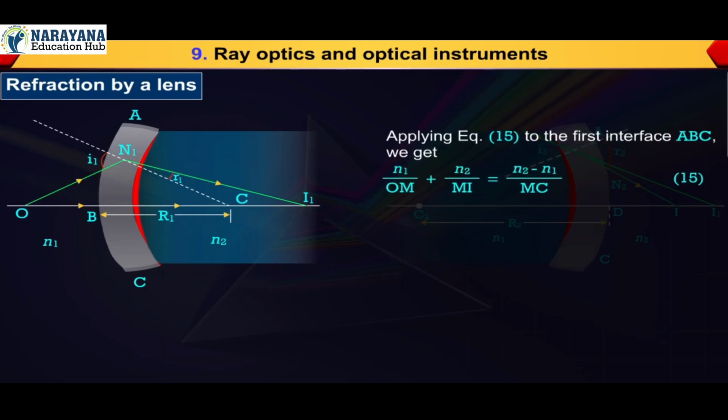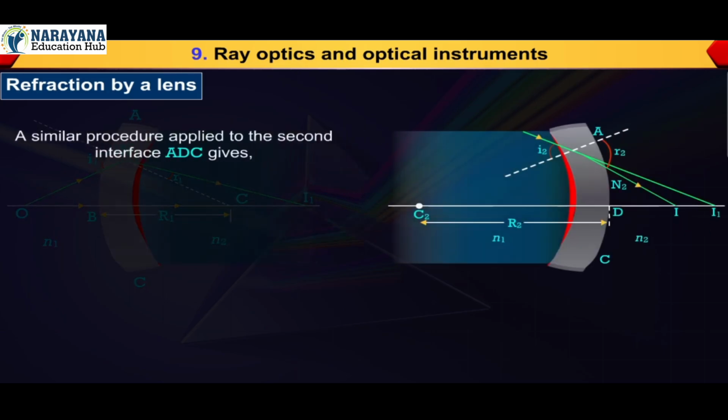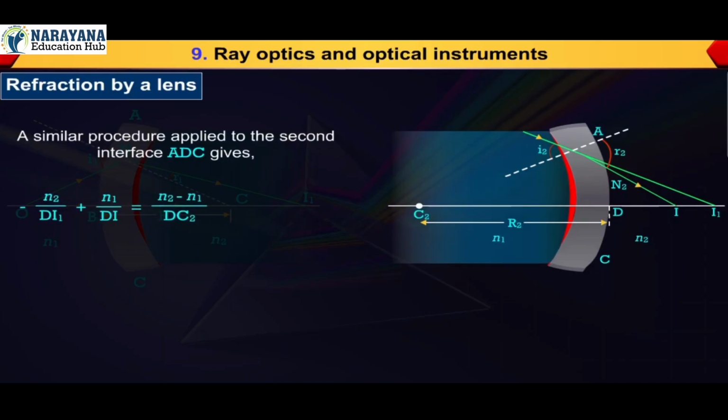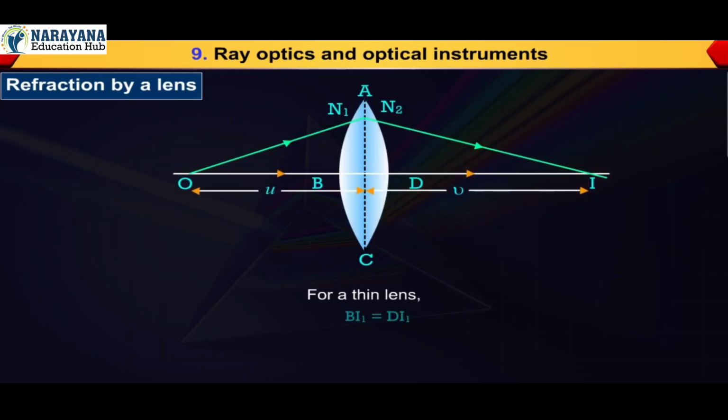Applying equation 15 to the first interface ABC, we get n1 upon OB plus n2 upon BI1 is equal to n2 minus n1 upon BC1. Equation 17. A similar procedure applied to the second interface ADC gives minus n2 upon DI1 plus n1 upon DI is equal to n2 minus n1 upon DC2. Equation 18. For a thin lens, BI1 is equal to DI1.